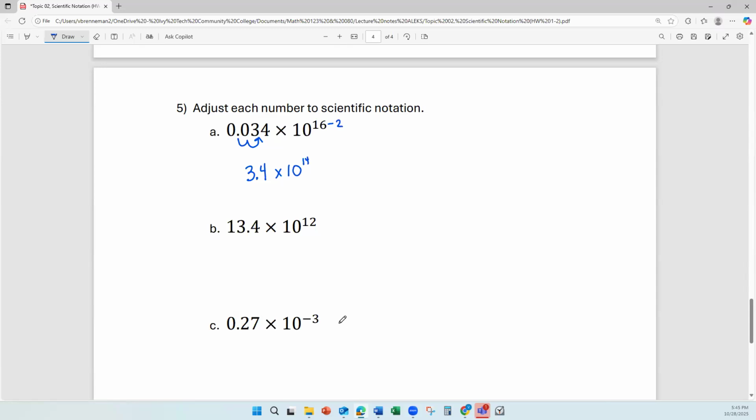Then the next one, 13.4 times 10 to the 12th power. 13.4 is bigger than 10, so we're actually a level above, a decimal place above the 12th. So as I move this decimal point for this larger number, I'm going to add 1. Because I move the decimal point 1 place, I add 1 to the power of 10. So 1.34 times 10 to the 13th power.